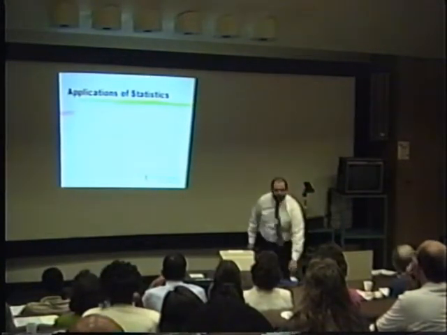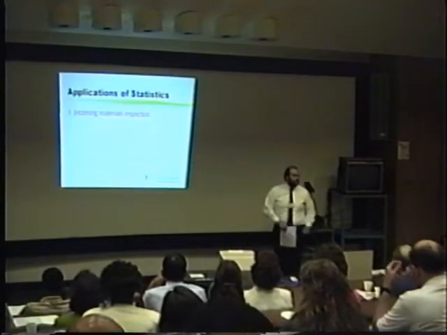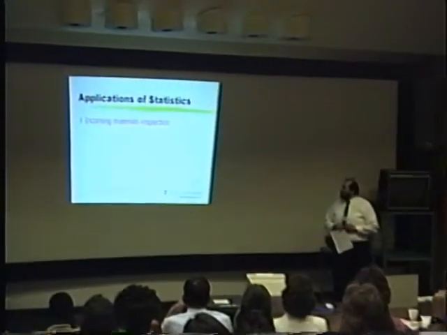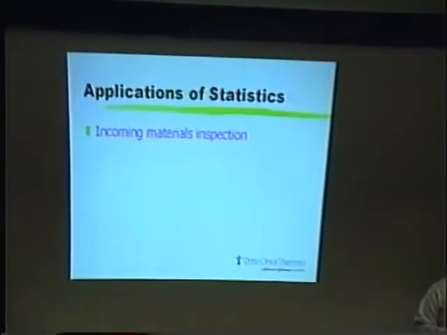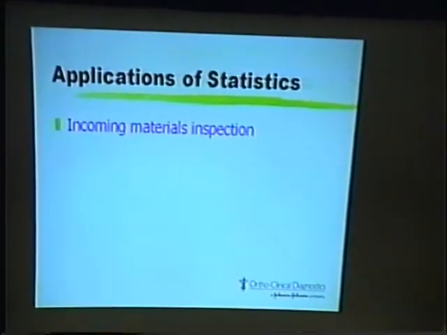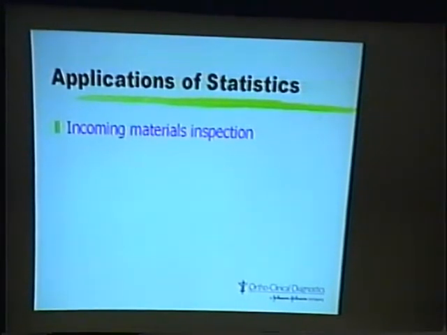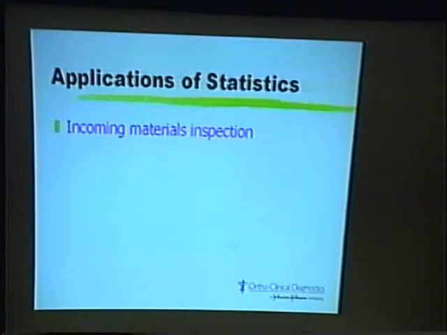In terms of some of the applications, or the ways in which statistics are used in our industry at least, the first of which is incoming materials inspection. In the analyzer assembly area, we actually don't manufacture, we really assemble, so we buy parts, thousands of different parts. We have about 4,700 different unique parts that we use in our analyzers. We buy those parts from suppliers.